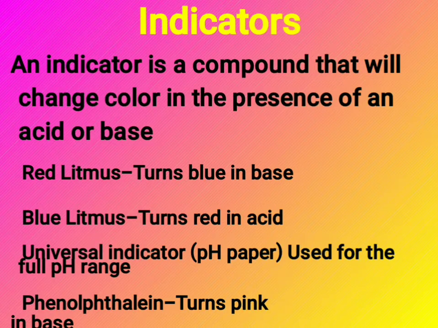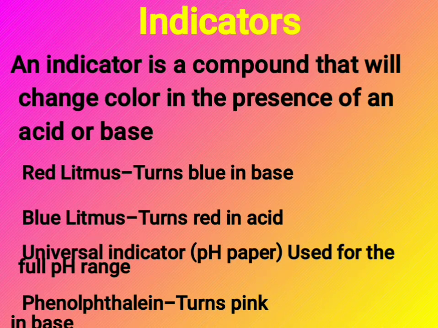Okay. Now take blue litmus paper. If you put blue litmus paper in a base, it doesn't show any color change. But if you put blue litmus paper in an acidic solution, it will turn red. Then you will come to know it is an acid. See here it is given: red litmus turns blue in base, blue litmus turns red in acid.